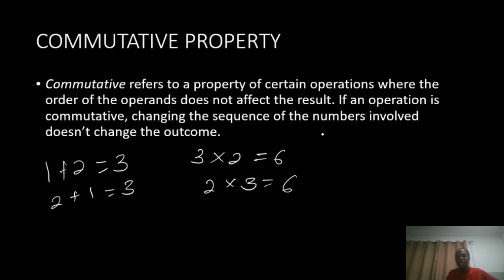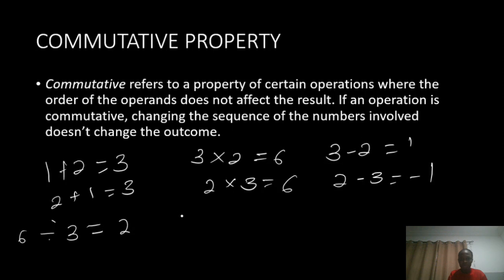This one too, our output is not changing, so it's commutative. But if we have 3 minus 2 is 1, then 2 minus 3 is -1. So since after changing the sequence of the numbers involved our output is changing, we say that subtraction is not commutative. Let's check for division too and see. If we have 6 divided by 3 is 2, right? Then if we have 3 divided by 6, that is 1 over 2, 0.5. Now 2 and 1 over 2 is totally different. Hence, we say that division is also not commutative. So we are going to see some examples on how commutative questions can be asked.